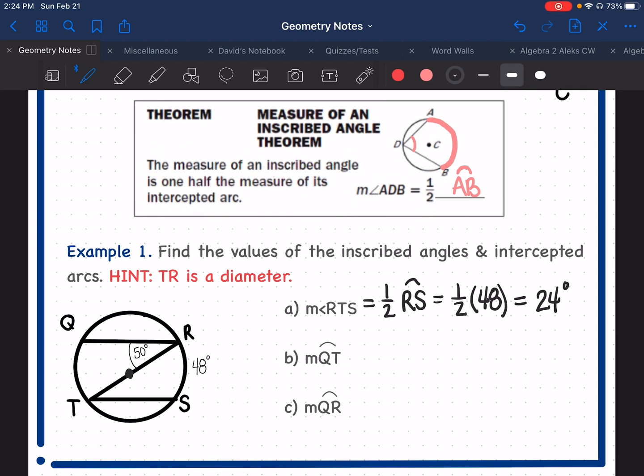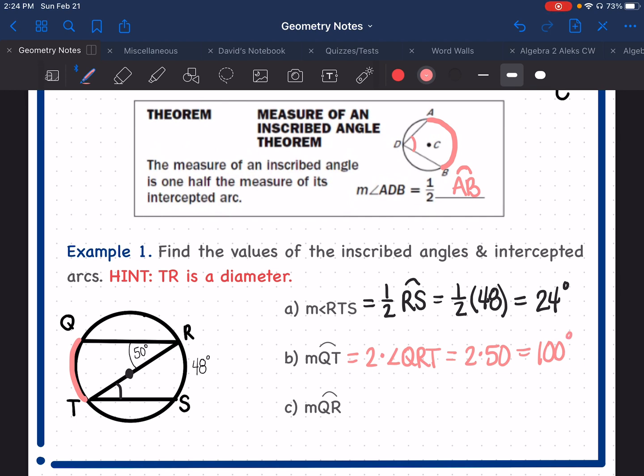Now let's find QT. Well, we first found this one. Now let's find arc QT, this one right here. We're going to use the same theorem again, which says that this angle is half of that arc. So to find the arc, I'm just going to say that it's 2 times angle QRT, or it's 2 times 50, 100 degrees.